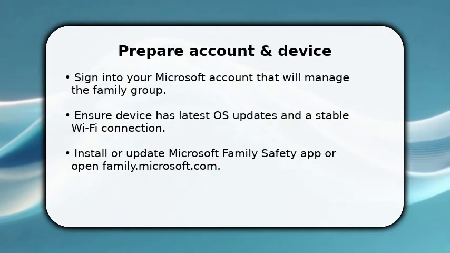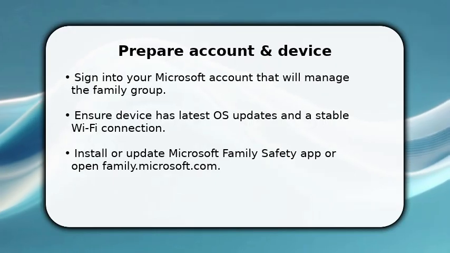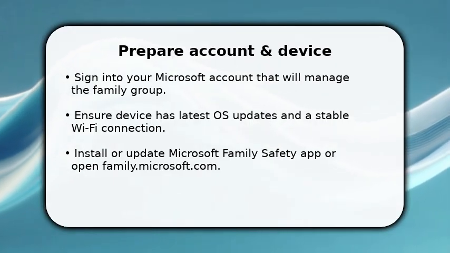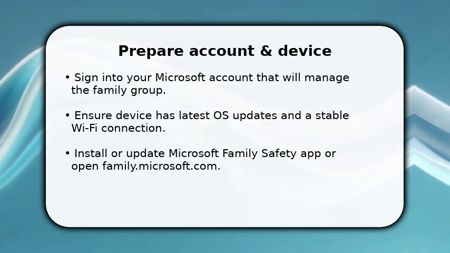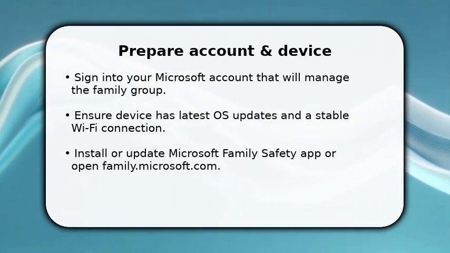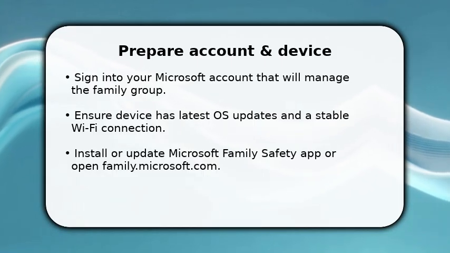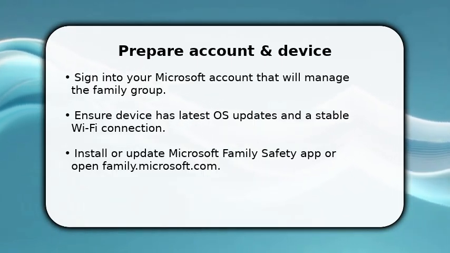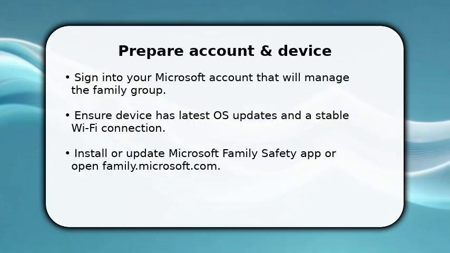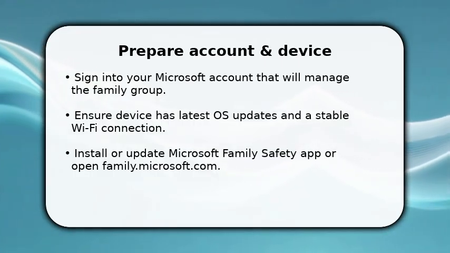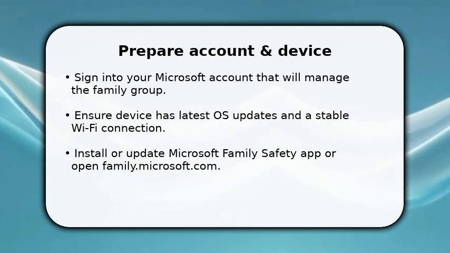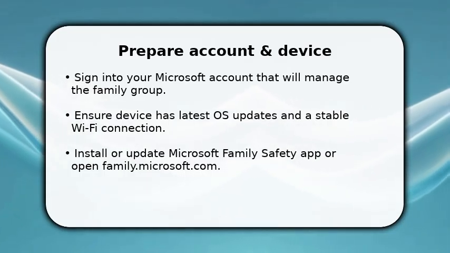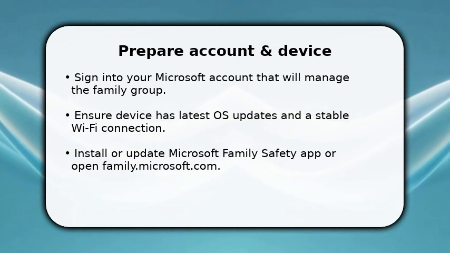You start by using the parent or organizer Microsoft account, sign in and confirm it's the one that will manage the family. Once signed in, make sure the device has current OS updates and a steady Wi-Fi connection because setup exchanges settings. Next, install or update the Microsoft Family Safety app on the child device or open Family.Microsoft.com on a browser. This puts the tools in place. Doing this now avoids sync errors later, so proceed without delay.